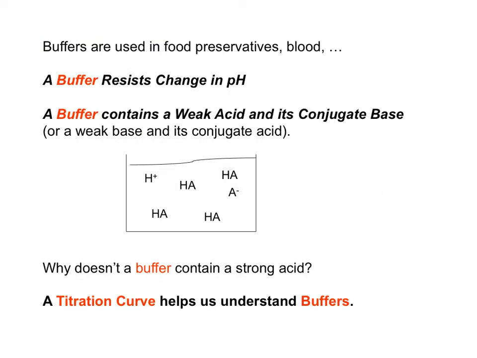A buffer contains a weak acid and its conjugate base. At equilibrium, both the acid and base will be present in the solution. When an acid is added to a buffer, the acid reacts with the base part of the buffer. When a base is added to a buffer, the base reacts with the acid part of the buffer. So that buffer must contain the acid and the base to resist change in pH.